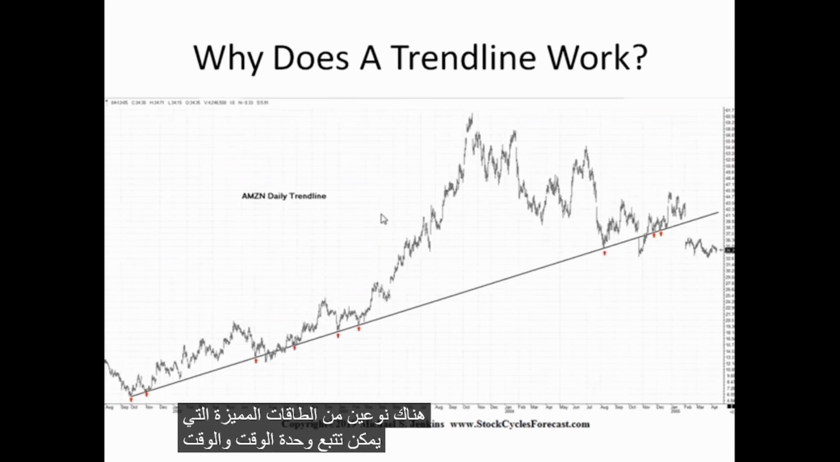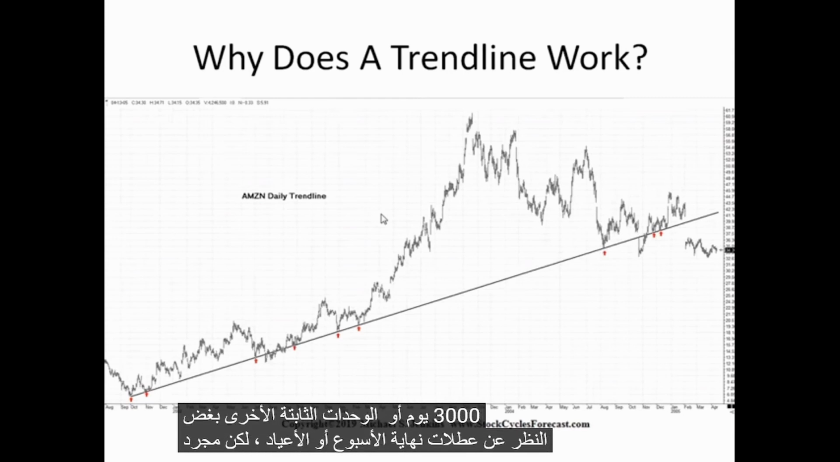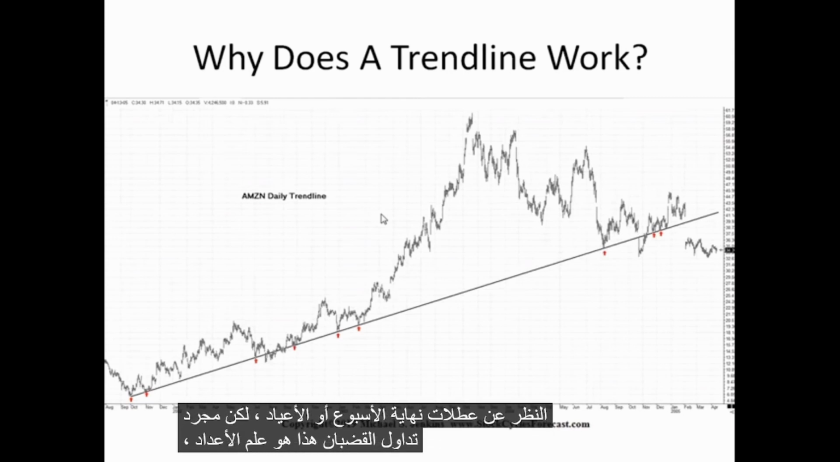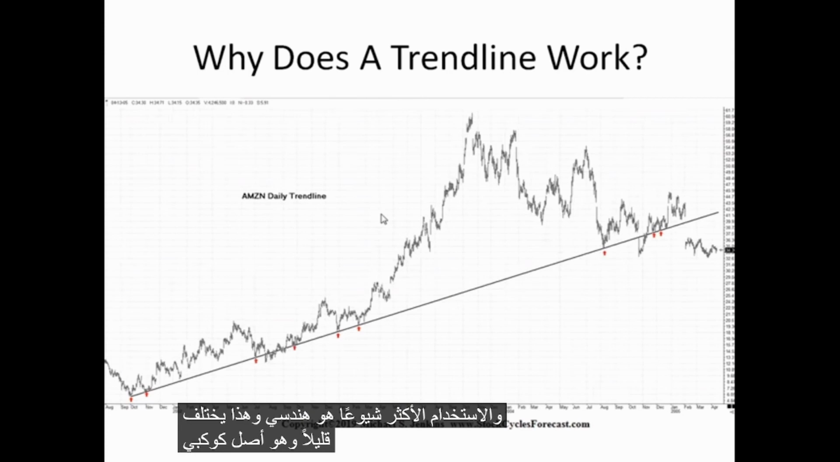You must keep in mind that there are 2 distinct energies that can be tracked. The unit of time and price calculations can come from either of these. Pure numbers, like a top of 3,000 moving 3,000 minutes, 3,000 hours, 3,000 days, or other fixed units without regard to weekends or holidays, but just trading bars. This is numerology. The more common use is geometric, and this varies slightly and is of planetary origin, like the ancient recordings of the movement of the sun, the moon, and the planets.